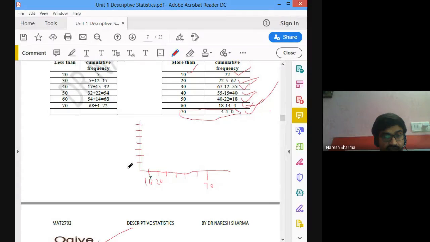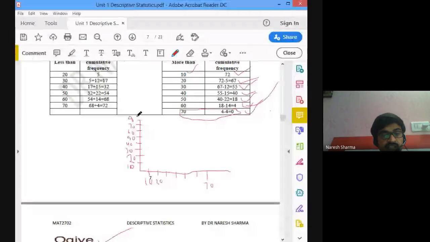So this is your height, 10 units, 20 units, 30 units, 40 units, 50, 60, 70. And I am also writing 80 because our maximum entry is your 72, so we may include 80 here also.